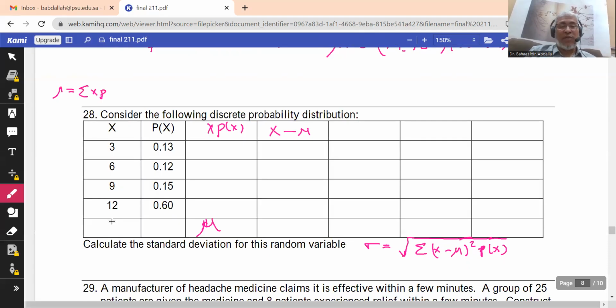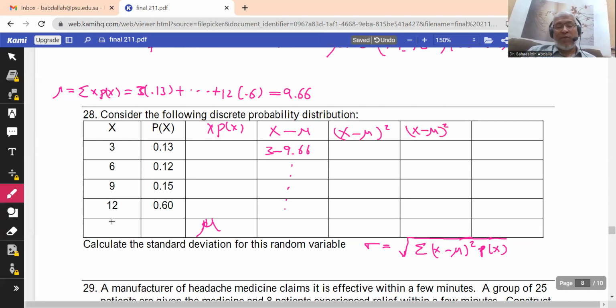mu is the summation of x px, which I can find by adding. So 3 times 0.13 plus up to 12 times 0.6. If you put it in the calculator, this is 9.66. And then you find 3 minus 9.66 and so on. Then you raise it to the power 2, and you multiply the answer by the probability. The addition here will be sigma square. You take the square root, you get sigma.